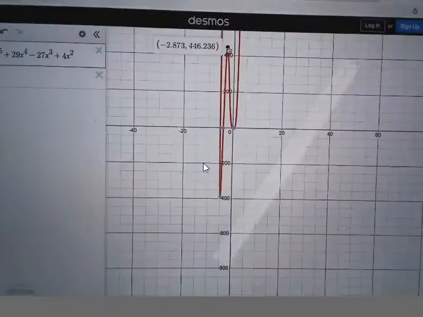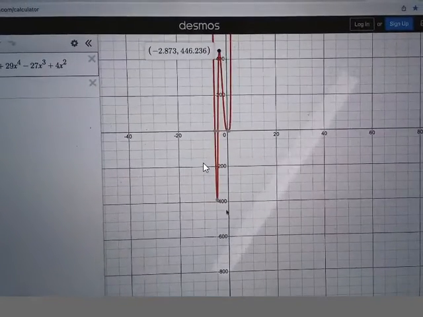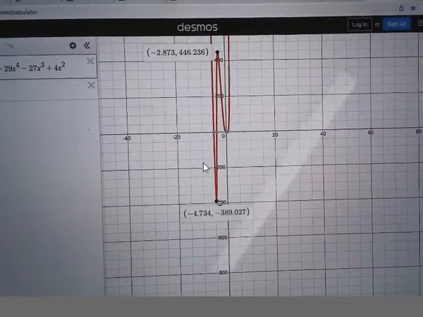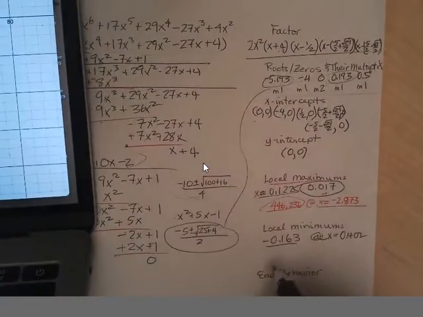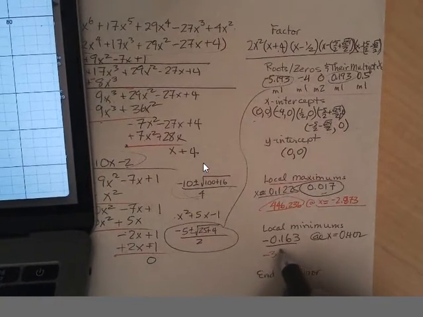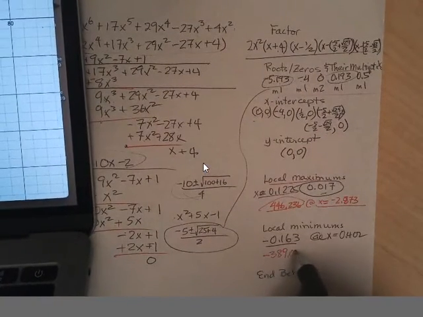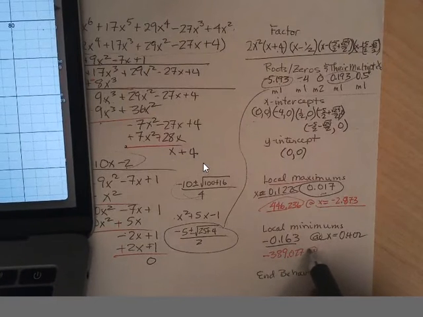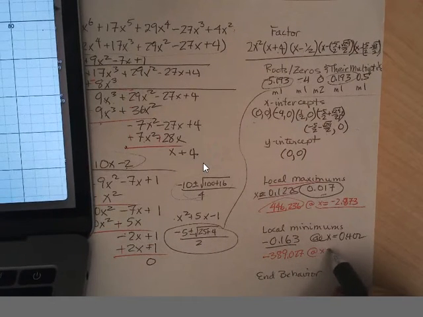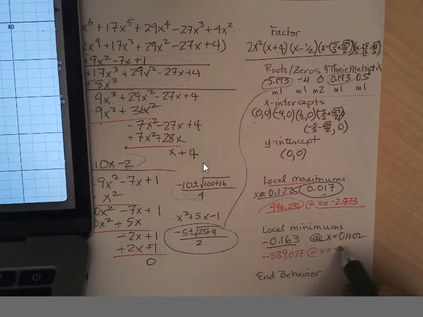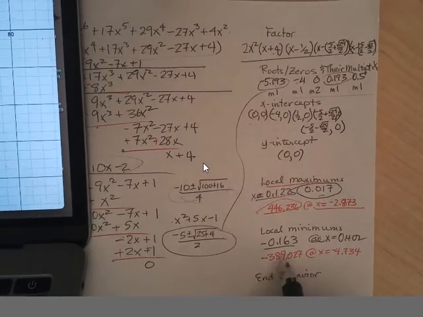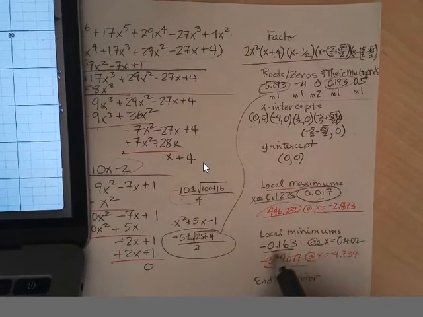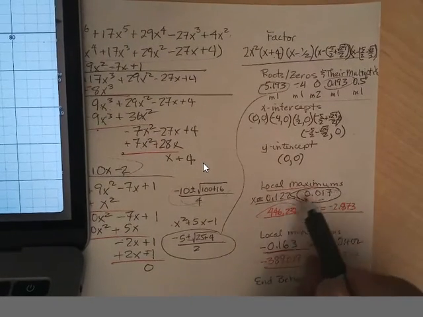And then there's a local min down here. You can see it as negative 389.027. You can tell me, not necessary, at x equal negative 4.734. This is the local min, this is local min, this is local max, and local max.